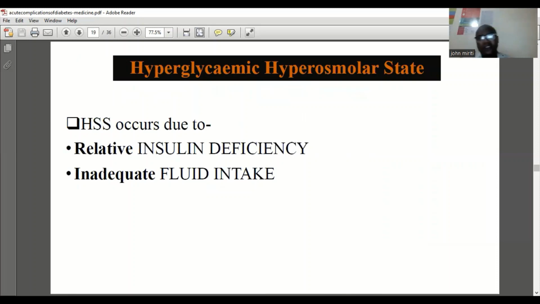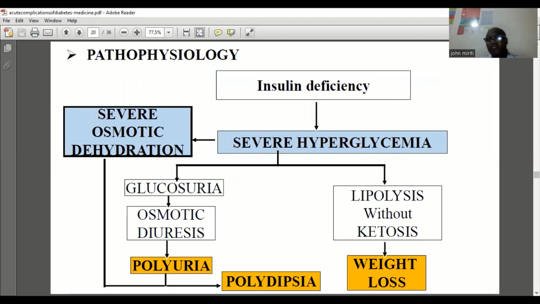So let us look at the next type of acute complication of diabetes, and this one is called hyperglycemic hyperosmolar state. So what is hyperglycemic hyperosmolar state? It occurs due to relative insufficient insulin or inadequate fluid intake. So what is the pathophysiology of the hyperglycemic hyperosmolar state?